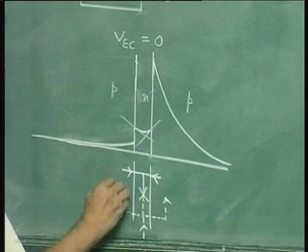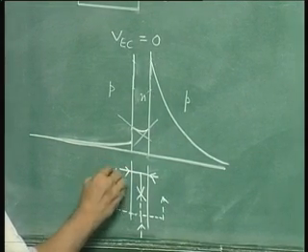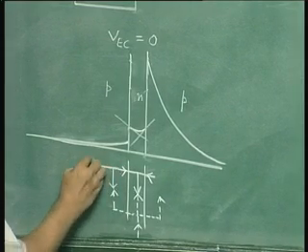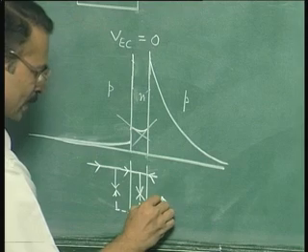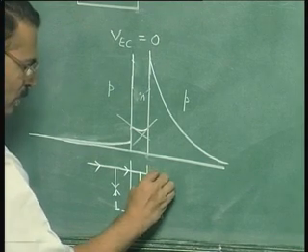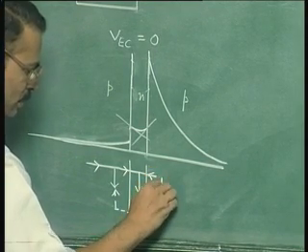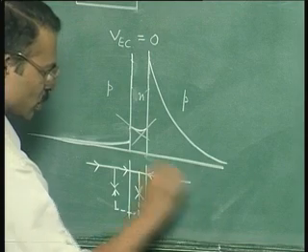So here these electrons will recombine with holes. So this is your so-called emitter current, and here these electrons will recombine with holes here. So this is your so-called collector current.